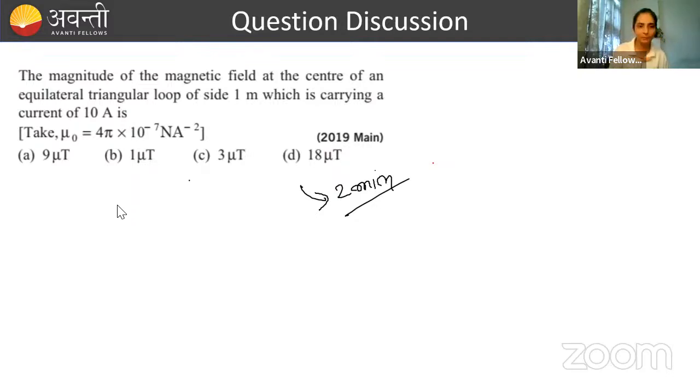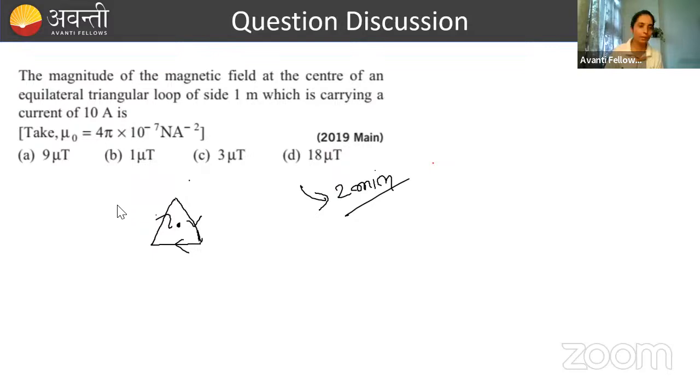So what the question is given: the magnitude of magnetic field at the center of an equilateral triangle loop. So there is a triangular loop, and this triangle is of what nature? This is an equilateral triangle. And what value of current is flowing through this loop? 10 ampere current is flowing through this loop. And you have to calculate magnetic field at the center. What can you do? How can you solve? How to apply the formula?